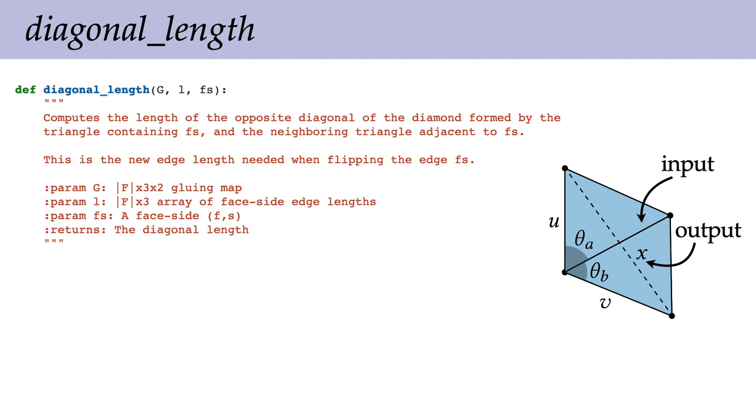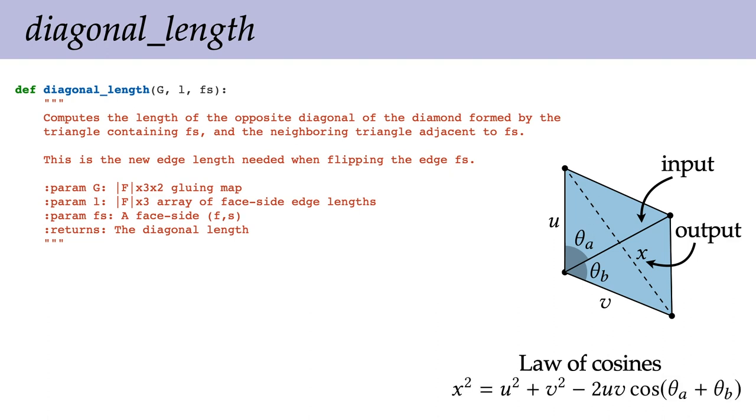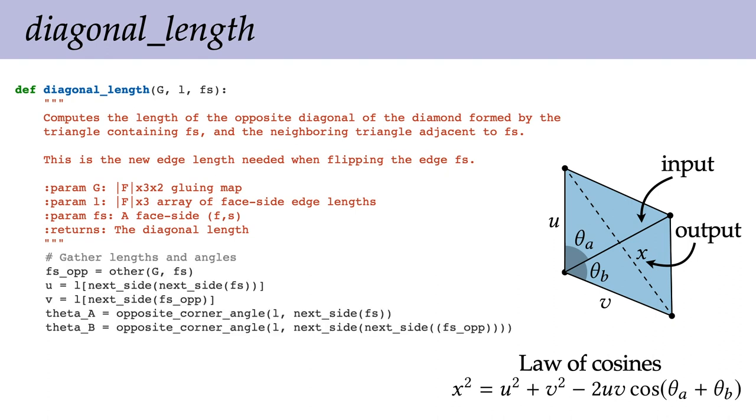To break down the elementary geometry here, our strategy can be to take two of these edge lengths, labeled u and v, as well as these other two corner angles, which I've labeled as theta, and notice that these form a big triangle along with the dotted line whose length we're trying to compute. So we can once again just use the law of cosines to compute the length of this dotted line. There are many other expressions you could also use to evaluate this quantity. I'm just showing one particular example that works, that we used in the reference implementation. As with previous routines, we'll start out by gathering up the various values. The first thing we do is to use the other subroutine, which, given the face side that we take as input, finds the neighboring face side in some other triangle.